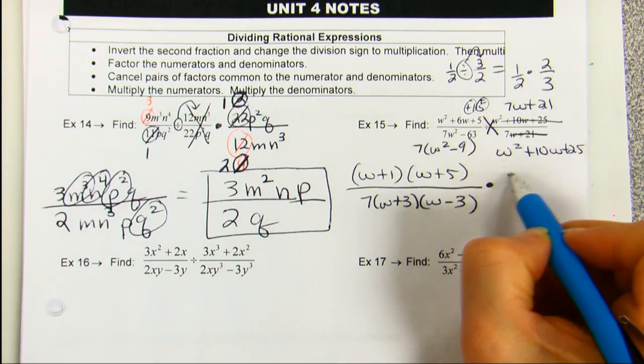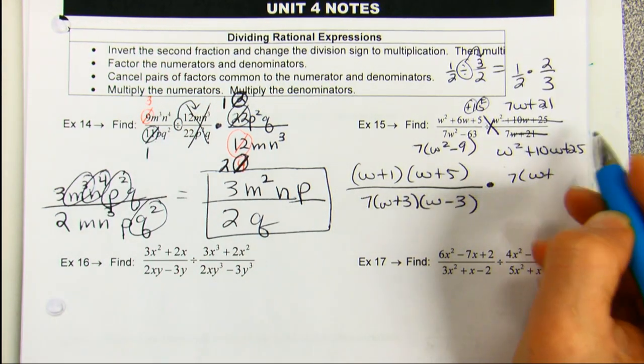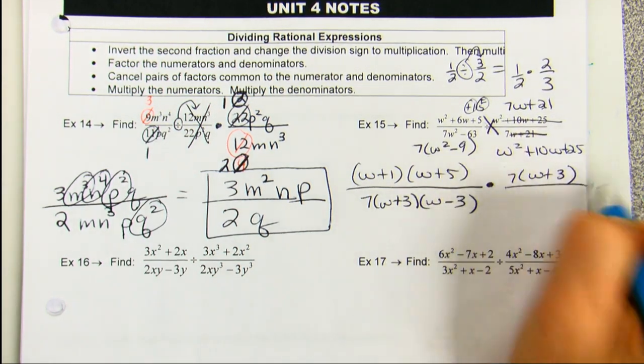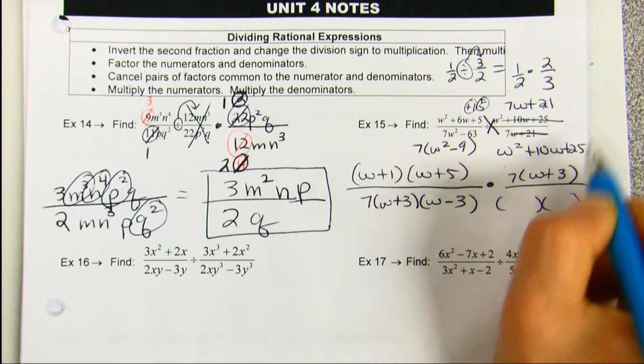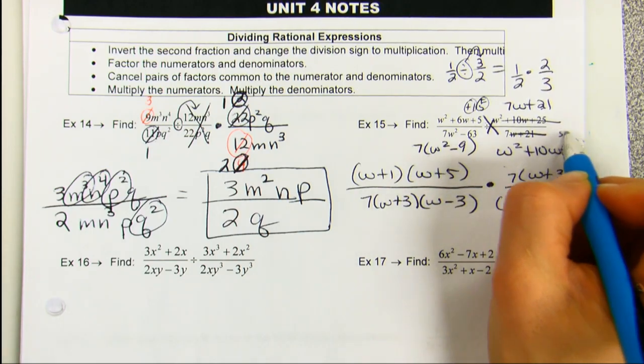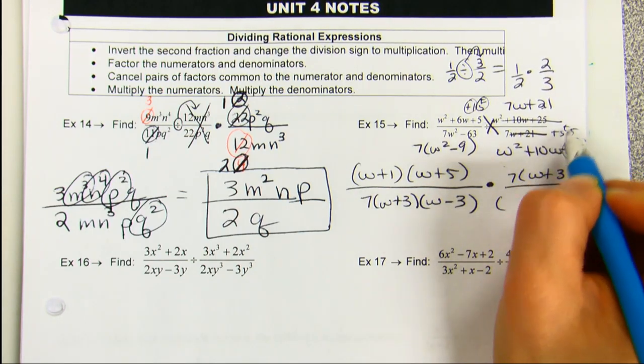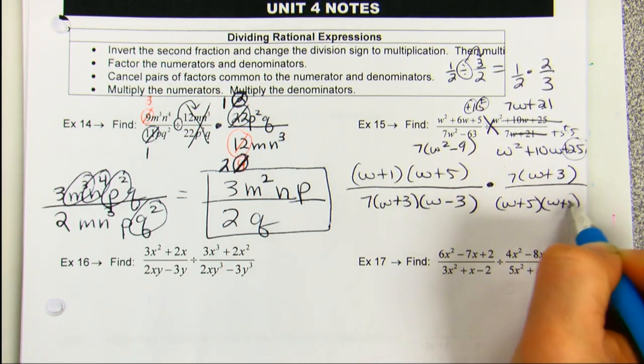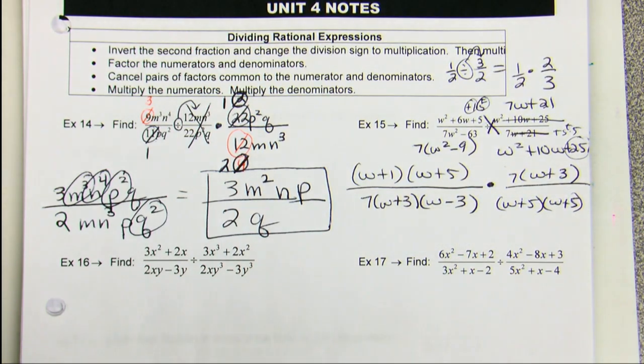7 and 21 can be divided by 7, so that would be left. We would be left with w plus 3. And then here we're using same signs to make 10. 5 times 5 is 25. If they're both positive, that would make 10. So split your w's apart, and 5 and 5. Again, please pause if you want to factor them yourself to practice.